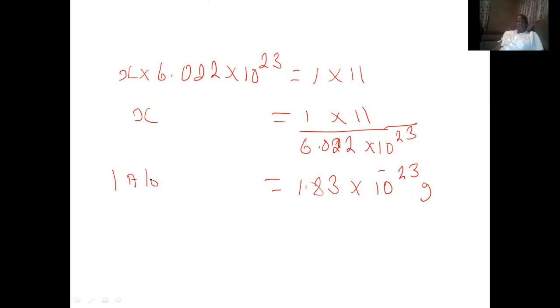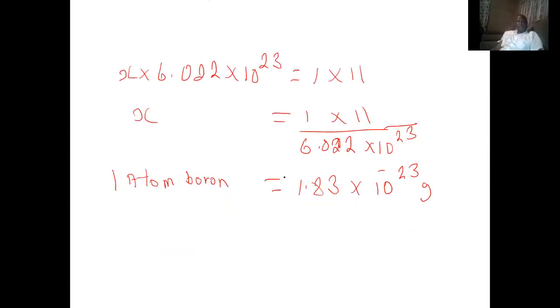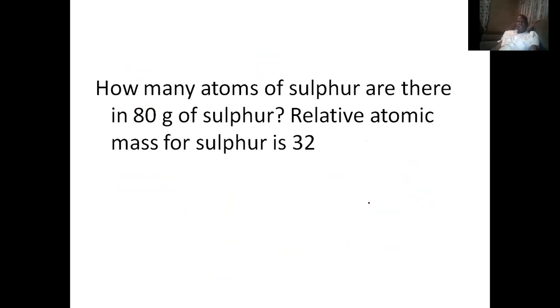So one atom of boron, as we indicated here. What is the mass in grams of one atom of boron? In one atom of boron would be this mass, which is 1.83 times 10 to the power negative 23 grams. And so we go to the second question.